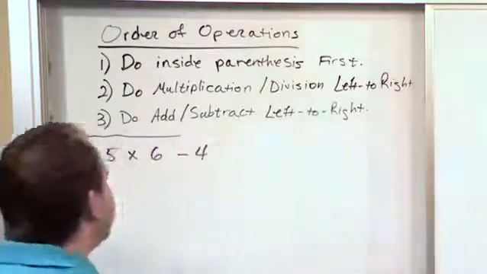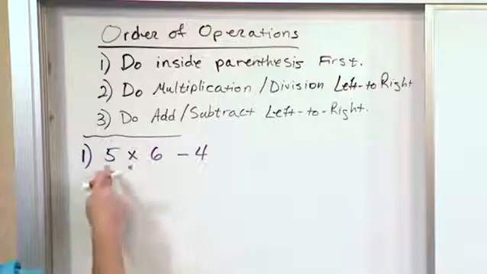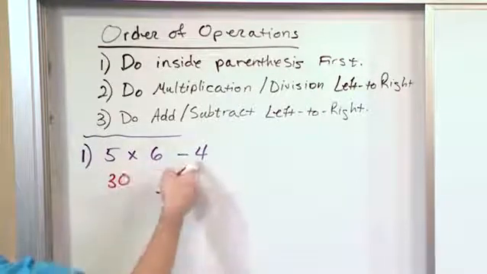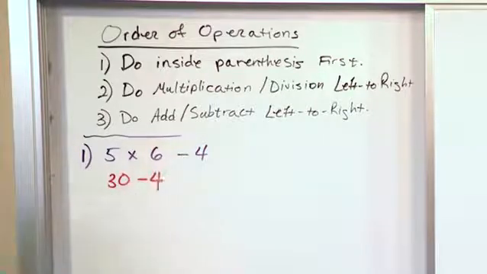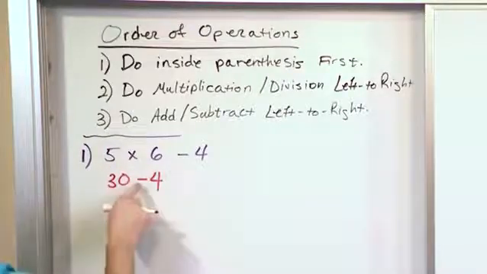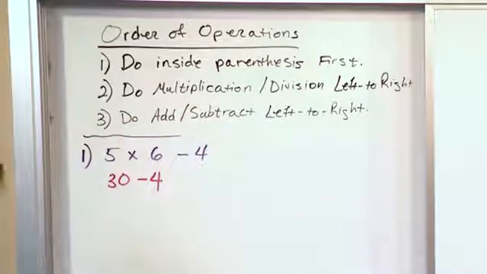So since we have multiplication here, that's step number 2. 5 times 6, the way we write this down is we say this is 30. Now we still have the minus 4, so we just carry it along for the ride. So we see exactly what we did, and your teacher will see exactly what you did. 5 times 6 gives you 30. The minus 4 has not been done yet because multiplication came first.